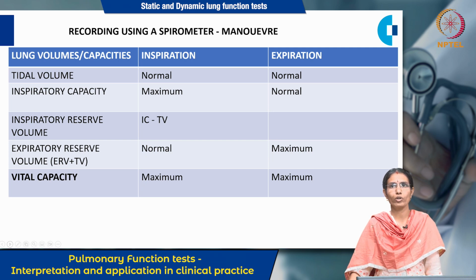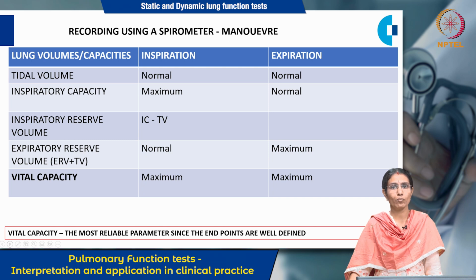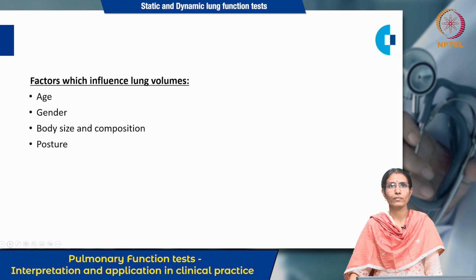Of all these volumes and capacities, which do you think is the most reliable? Vital capacity is the most reliable of all these parameters because here the endpoints are well defined. For vital capacity, inspiration has to be maximum and expiration has to be maximum. This is easy for the patient rather than holding the breath at the end of a normal tidal expiration or inspiration. So here the endpoints are well defined, subjective variations will be less, so vital capacity becomes a very reliable maneuver.